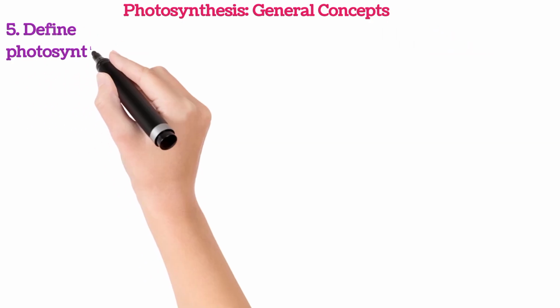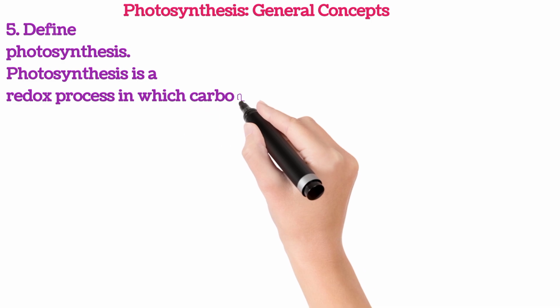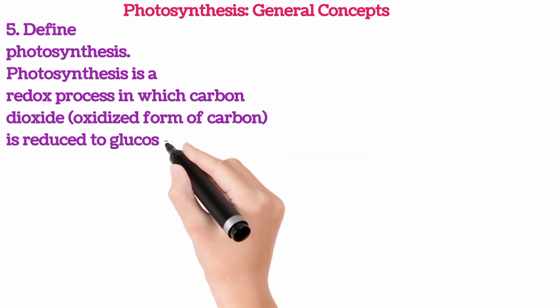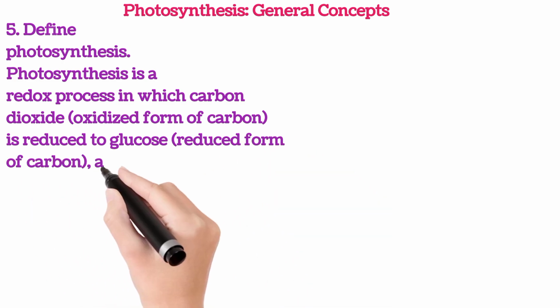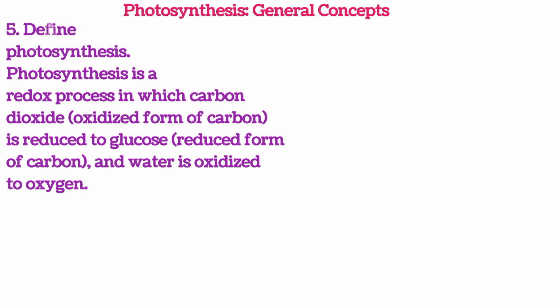Photosynthesis. General concepts. 5. Define photosynthesis. Photosynthesis is a redox process in which carbon dioxide, the oxidized form of carbon, is reduced to glucose, the reduced form of carbon, and water is oxidized to oxygen.